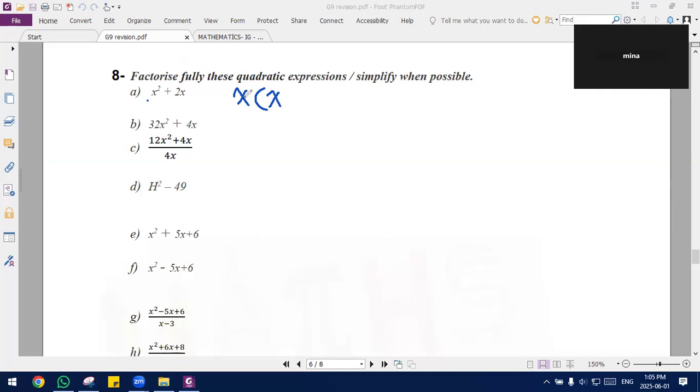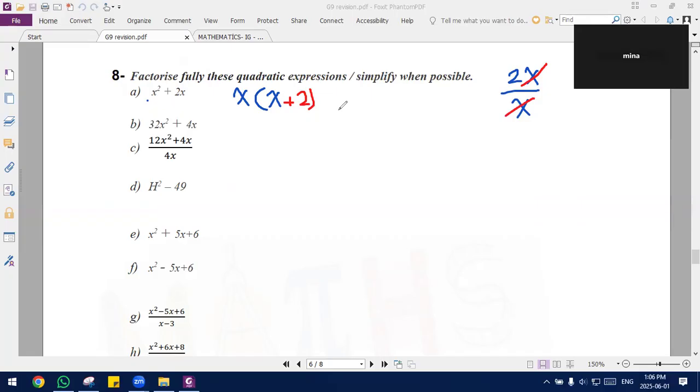Then 2x divided by x. What's the answer? 2x divided by x is 2. Plus 2. Okay, now it's simplified. It's factorized and simplified.